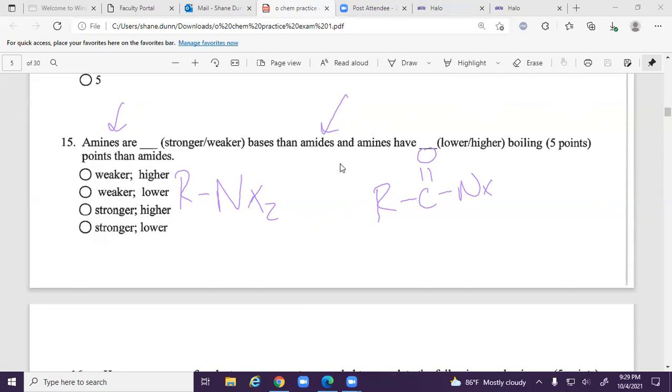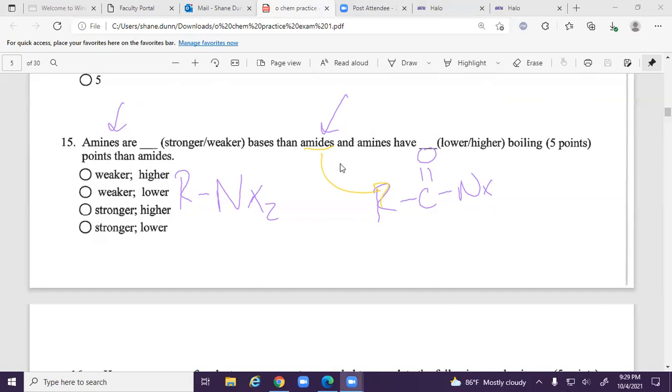So which one's more basic? What do you guys think? Which one can do resonance? Which one has a double bond? No, the amide has a double bond. That's the amide right here.